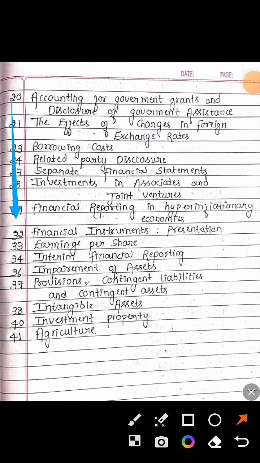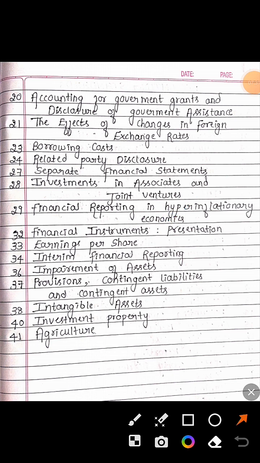Ind AS 33 is EPS, simple to learn. Ind AS 33 is earnings per share.